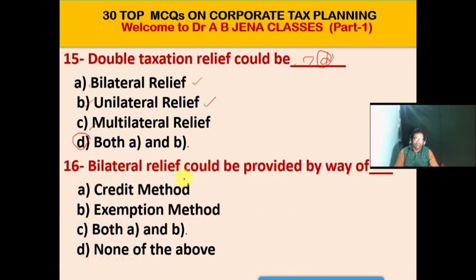So next MCQ. Bilateral relief could be provided by way of what? A. Credit method, B. Exemption method, C. Both A and B, D. None of the above. Friends, C is the right option for this MCQ.